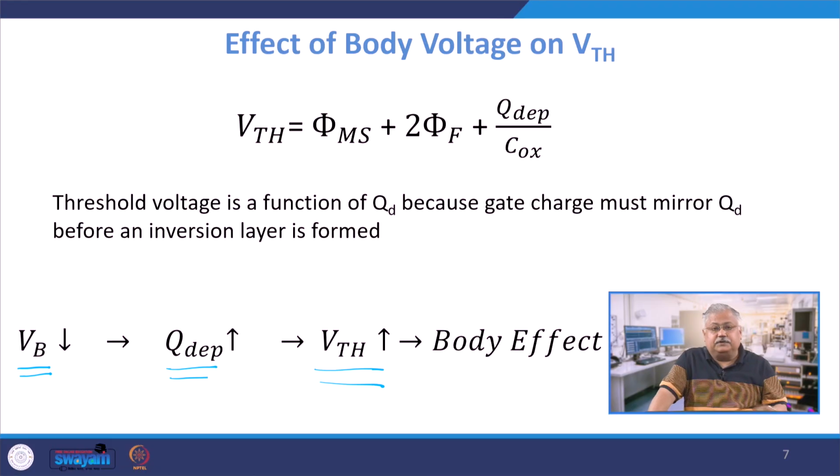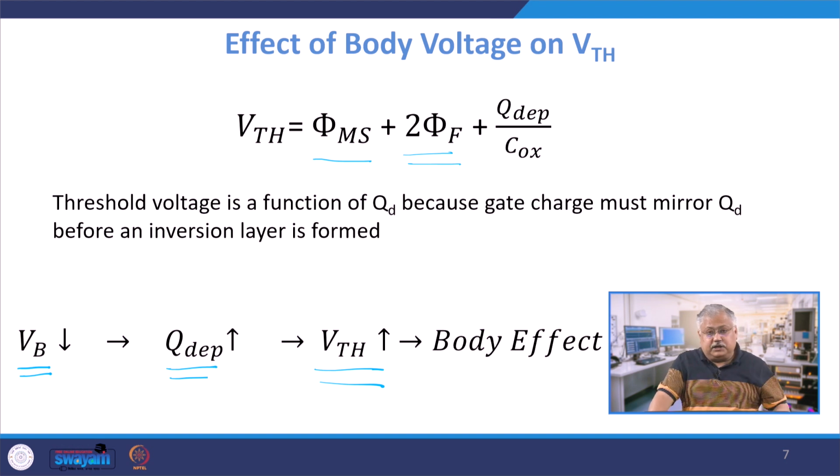See the equation which is shown in this slide. The threshold voltage is given as phi ms, the difference between the metal semiconductor work function, plus 2 phi f. Remember, 2 phi f was what? 2 phi f was basically the Fermi potential. You require 2 phi f because one is to deplete and one is to invert to n-type. We have already discussed that point.